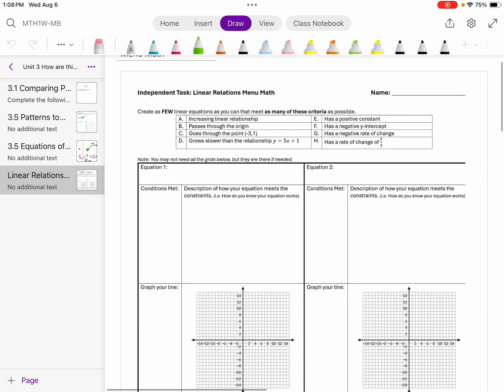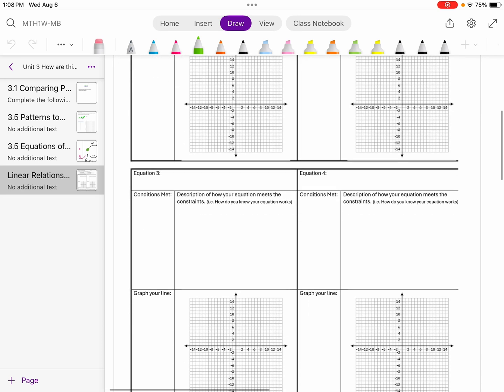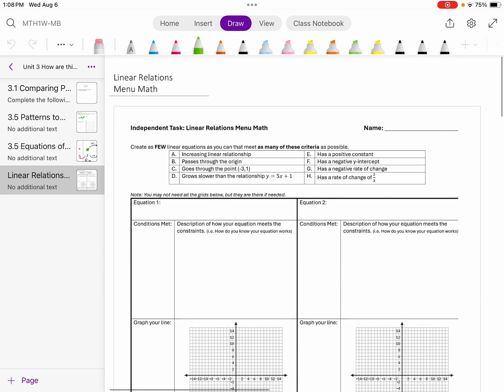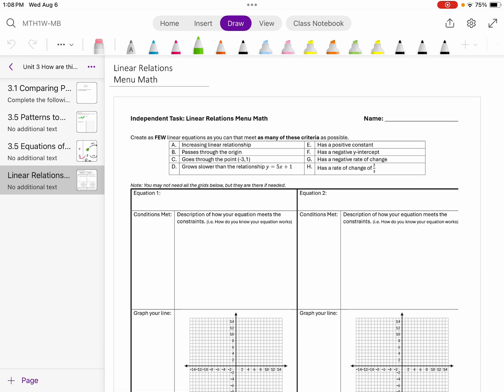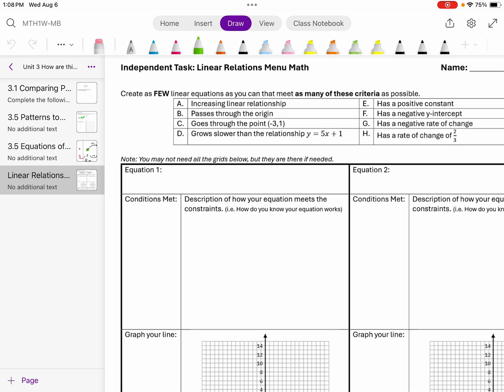You might have all four equations needed in order to meet those conditions, or you might be able to meet all of the conditions in one or two of the equations. Okay, so what's going to happen? For example, and I'm hoping that you come up with more complex equations than what I'm going to write down here, but I might say that I have the equation y is equal to 1x plus 6.